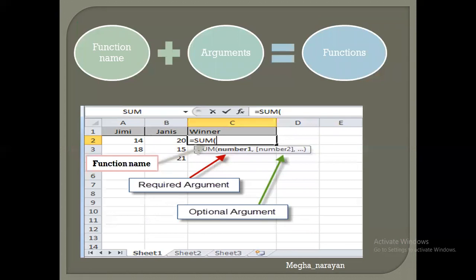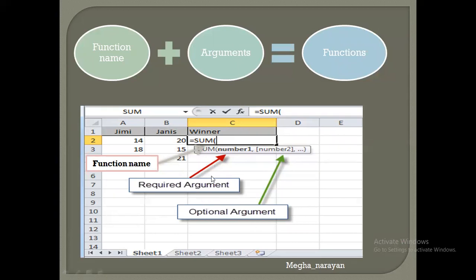So here I am moving to this detailing topic: what is a function made of? A function is made up of two things: function name and argument. The function name is written here, look at this example. The name of the function is sum. Understood? The arguments here are numbers. Number 1, number 2, both are the arguments.